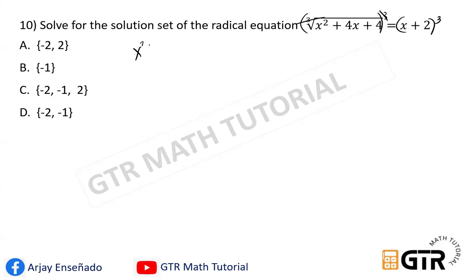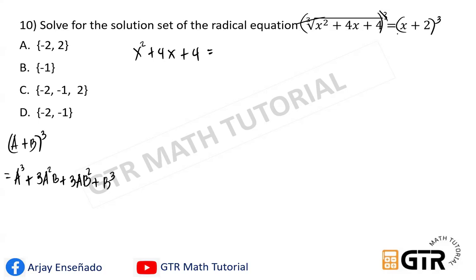So we're left with x squared plus 4x plus 4 equals, let's use the formula for this. The formula, we have a plus b cube, that is equal to the cube of the first term, a cube, plus 3 square of the first term, a squared, times b, plus 3 a, and then square of the second term, b squared, plus the cube of the last term, plus b cube. Okay? So let's apply that to this. So this is a, and then the b is 2. Okay? So let's substitute to the formula.